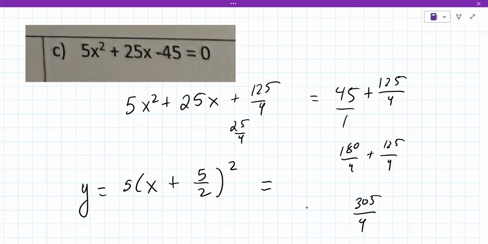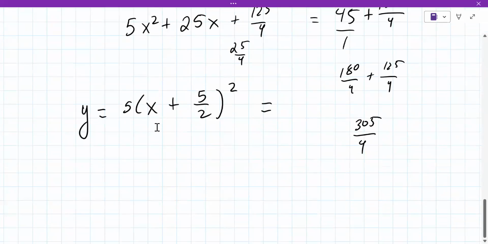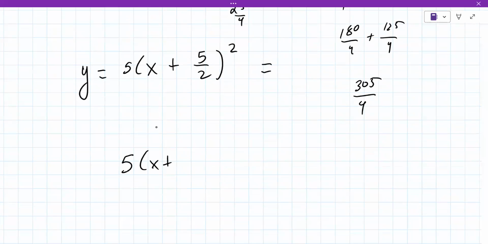Yep. And that's where you've got to move that number over to the other side of the equation. So the final answer is what you said there, 5/2 squared, but minus 305 over 4. Okay. Is that okay? Yep. Clear? All right.